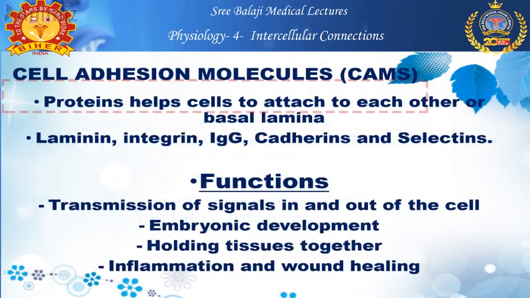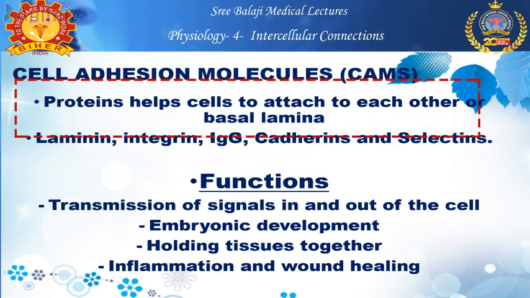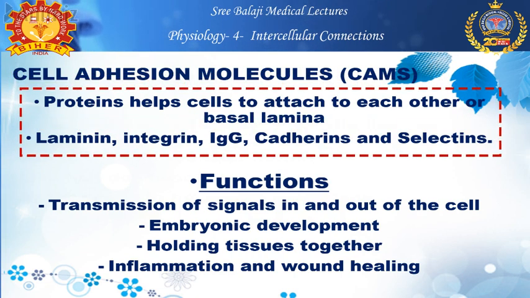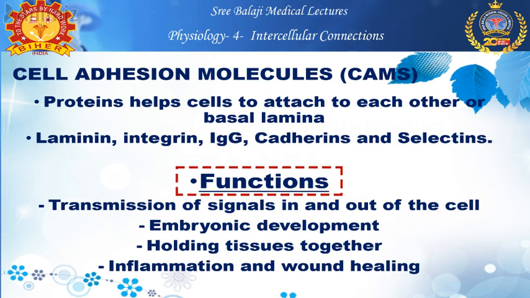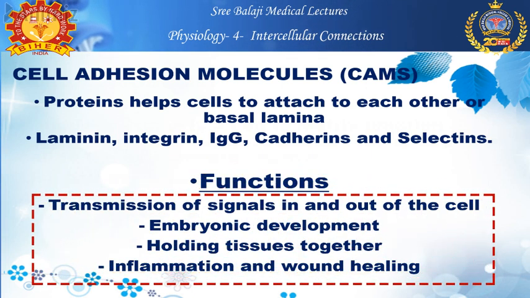Now we are going to see about cell adhesion molecules. These are proteins that help cells attach to each other or to the basal lamina. What are they? Laminin, integrin, IgG, cadherins and selectins. The functions of cell adhesion molecules: they help in transmission of signals in and out of the cell, they help in embryonic development, they help in holding the tissues together, and they help in inflammation and wound healing.